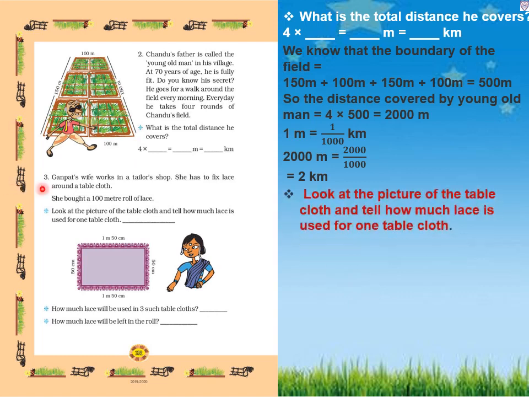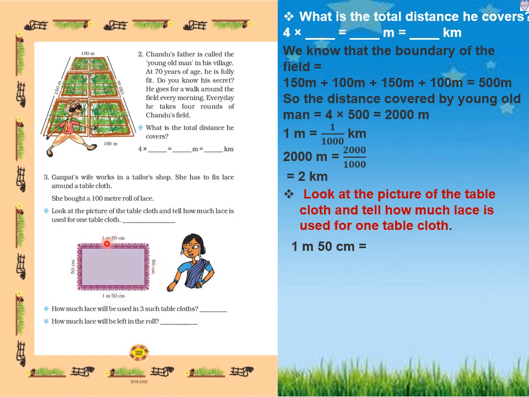Now, Ganpat's wife works in a tailor shop. She has to fix lace around a tablecloth. She bought a 100-meter roll of lace. Look at the picture of the tablecloth and tell how much lace is used for one tablecloth. Now, this is the tablecloth and we have to find out how much lace is used for one tablecloth. So 1 meter equals 50 centimeter. Here 50 centimeters are there.